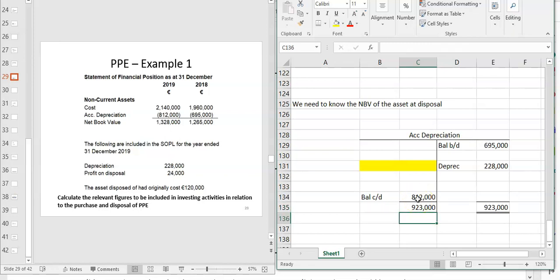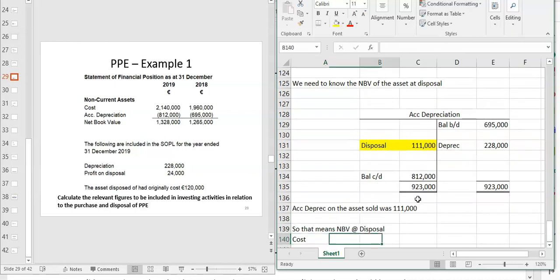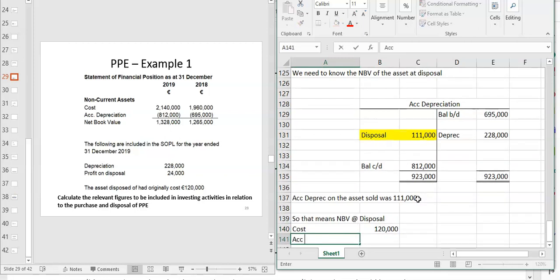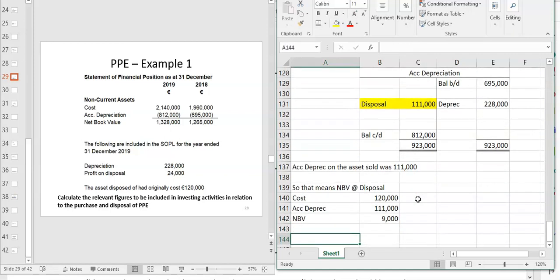The only thing that can reduce accumulated depreciation, now a revaluation might, but we're not told about anything, is the disposal. So that means the accumulated depreciation on the asset sold was 111,000. So net book value at disposal was the cost, 120, less the accumulated depreciation, which we figured out, 111. So the net book value at disposal was actually 9,000.